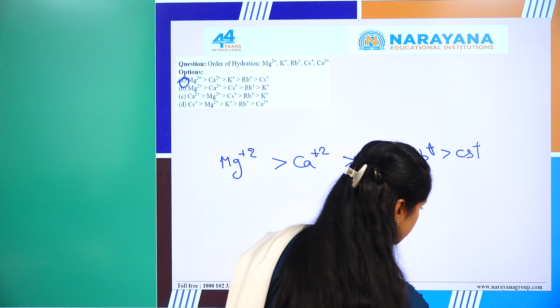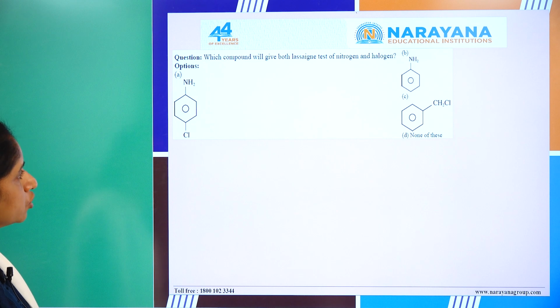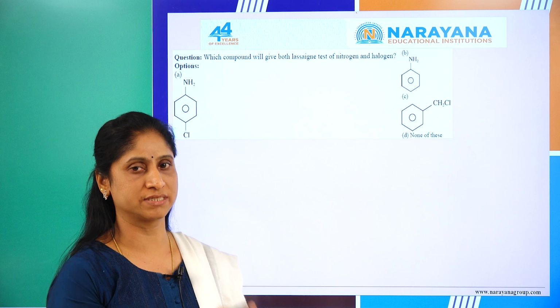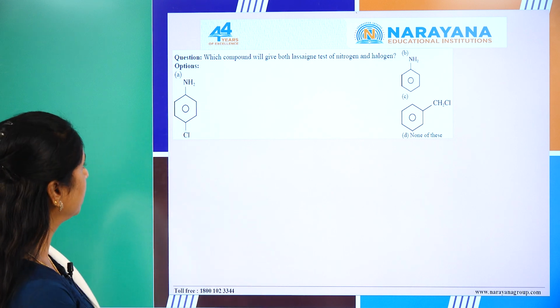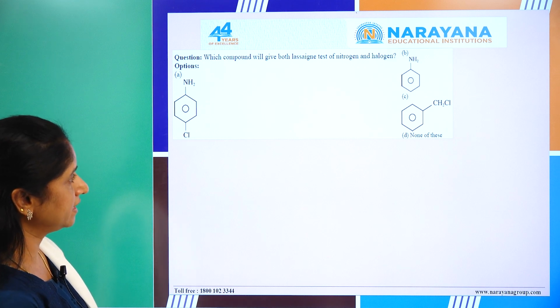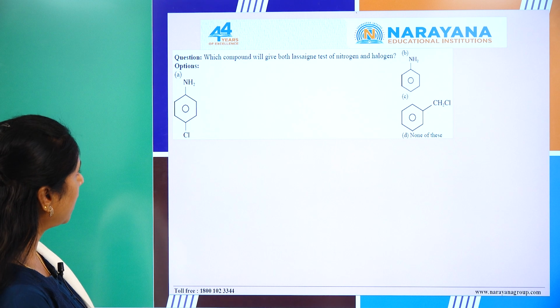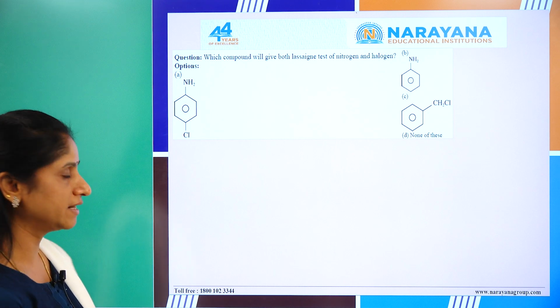Let us see the next question on the screen. Which compound will give both Lassaigne test of nitrogen and halogen? Actually, they have given a very clear hint. They are asking for nitrogen and halogen. So first, as simple common sense, we can look for the organic compound containing both nitrogen and halogen, right? Option C and D are not having it, and A, observe it here, is having both nitrogen and halogen.